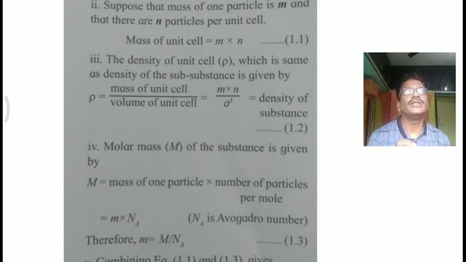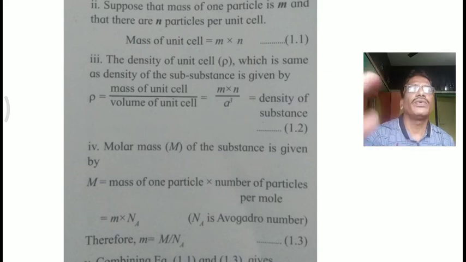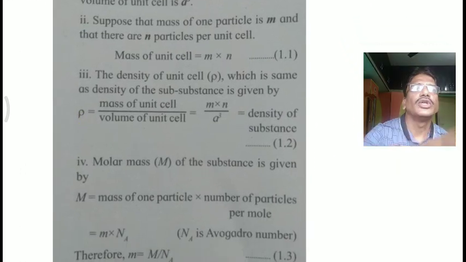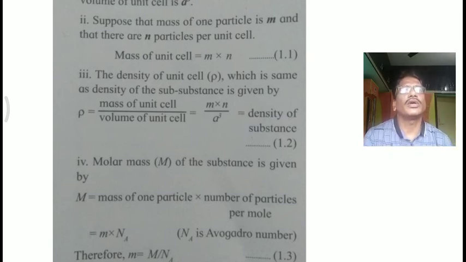Then we have to calculate the density of the unit cell, which is given by the letter small p, called rho. So the density of the unit cell, which is the same as the density of the substance, is given by rho, that is, the density is equal to mass of unit cell upon volume of unit cell. In the first point we studied the mass of the unit cell, which is m into n, and the volume of the unit cell, that is a cube. From that we can calculate the density of the unit cell, which is represented by rho. That is equation 1.2.